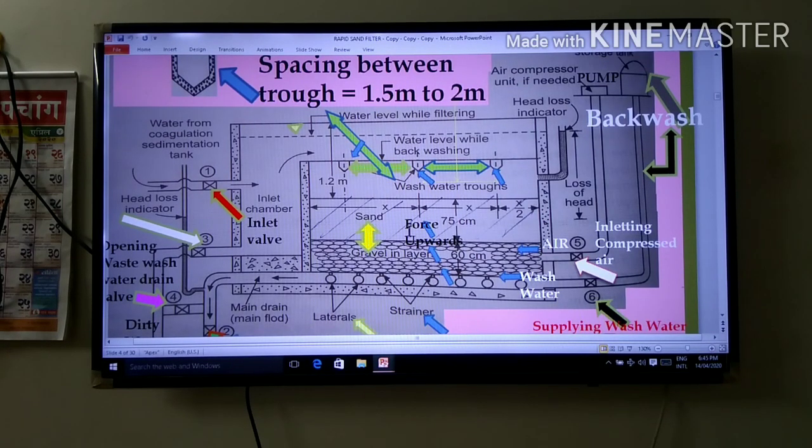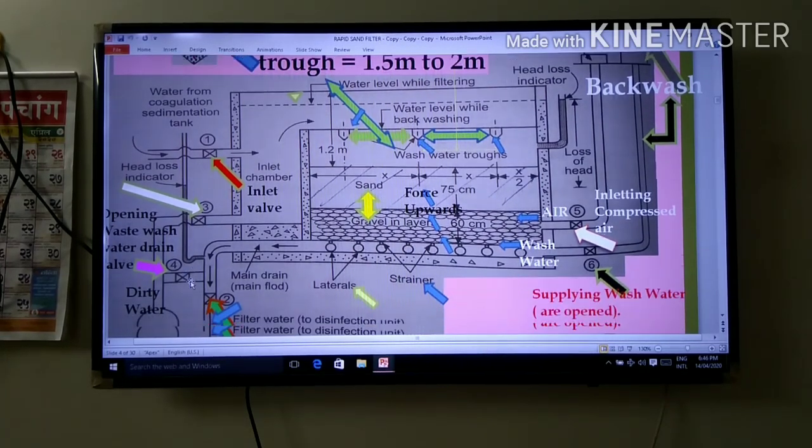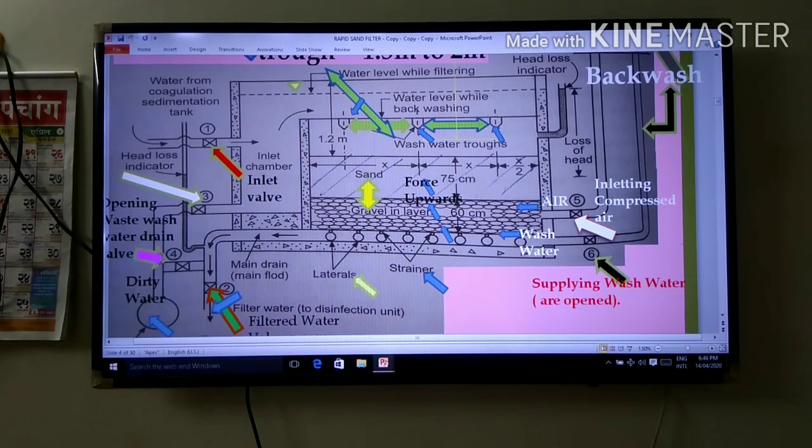At that time, our filter media is disturbed. The dirty water comes to the upper side of the filter media. Then it comes in contact with the wash water troughs. Through these wash water troughs, the dirty water comes in contact with valve number 4.